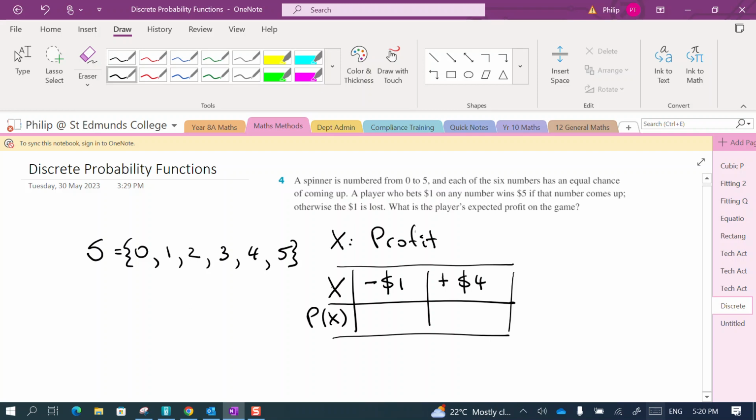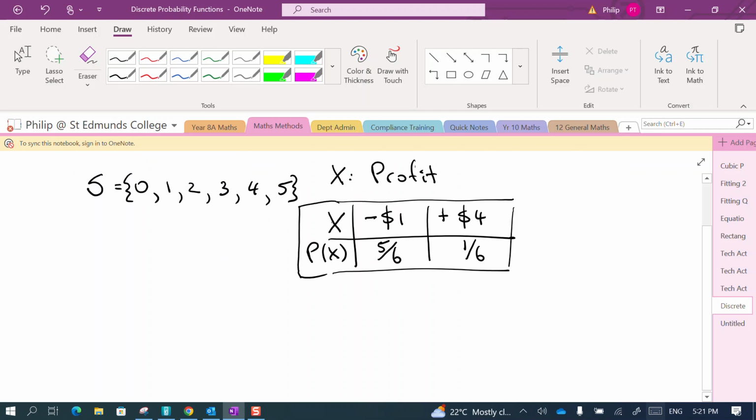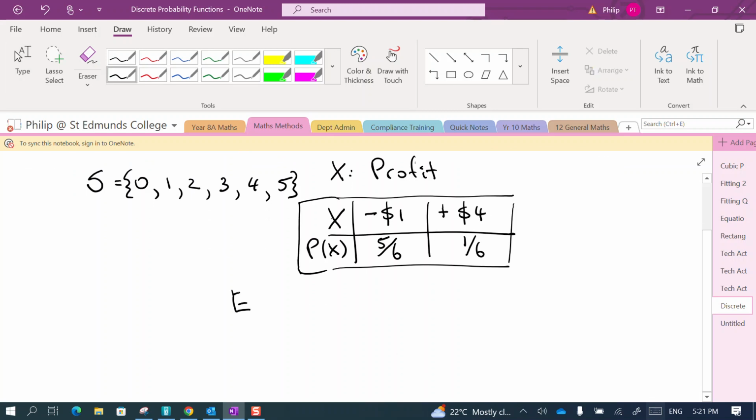Well, they select a number, could be any of them, and there's a 1 in 6 chance that the number they select will turn up. So that would mean they win and they end up $4 better, or there is a 5 in 6 chance that they lose. So this is how I'm going to calculate the expected value. The expected value of X is the sum of the scores multiplied by the probabilities.